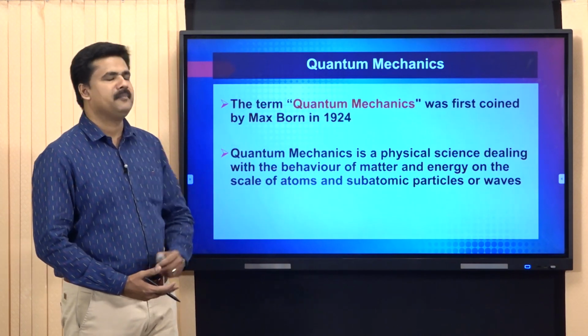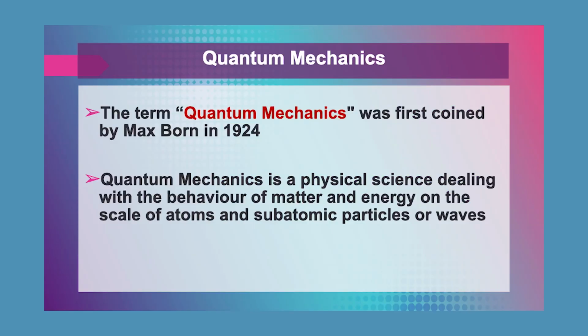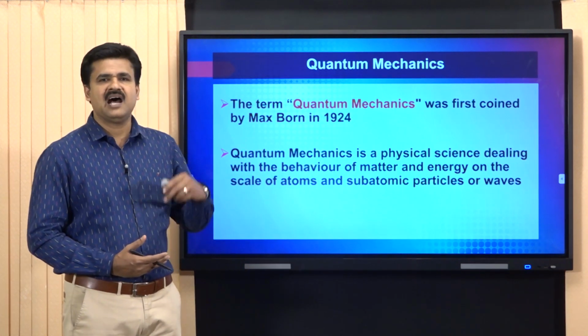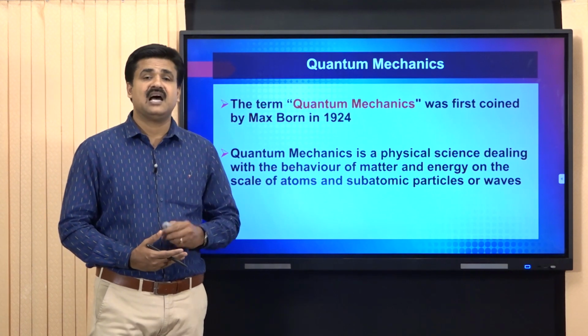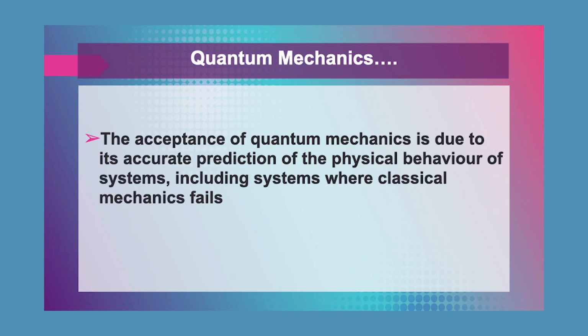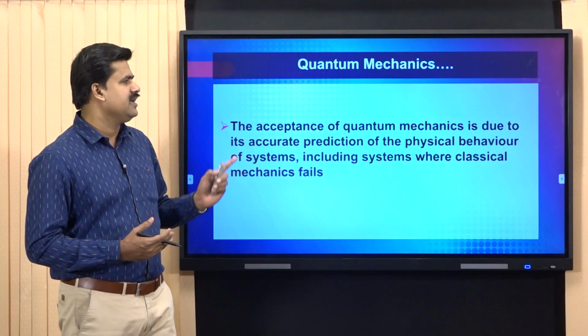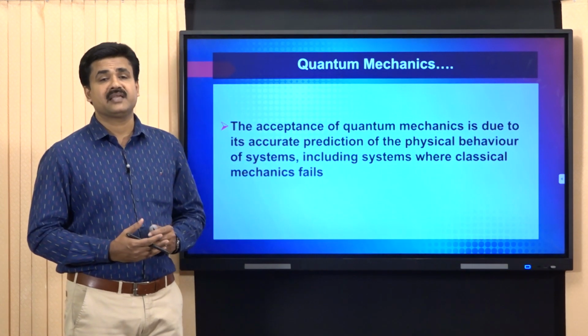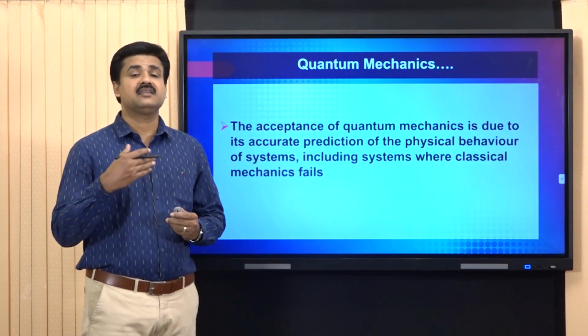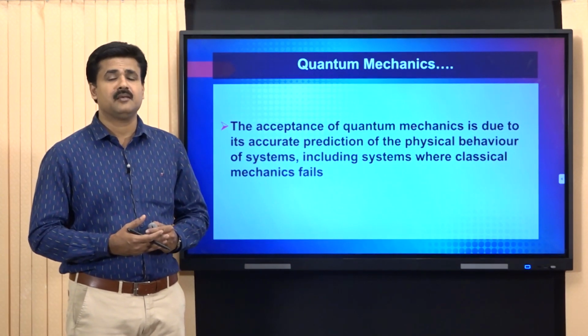First of all, quantum mechanics. The term quantum mechanics was first coined by Max Born in the year 1924. Quantum mechanics is a physical science dealing with the behavior of matter and energy on the scale of atoms and subatomic particles or waves. The acceptance of quantum mechanics is due to its accurate prediction of physical behavior of systems, including systems where classical mechanics fails. That is, quantum mechanics can explain several phenomena that cannot be explained on the basis of classical mechanics.